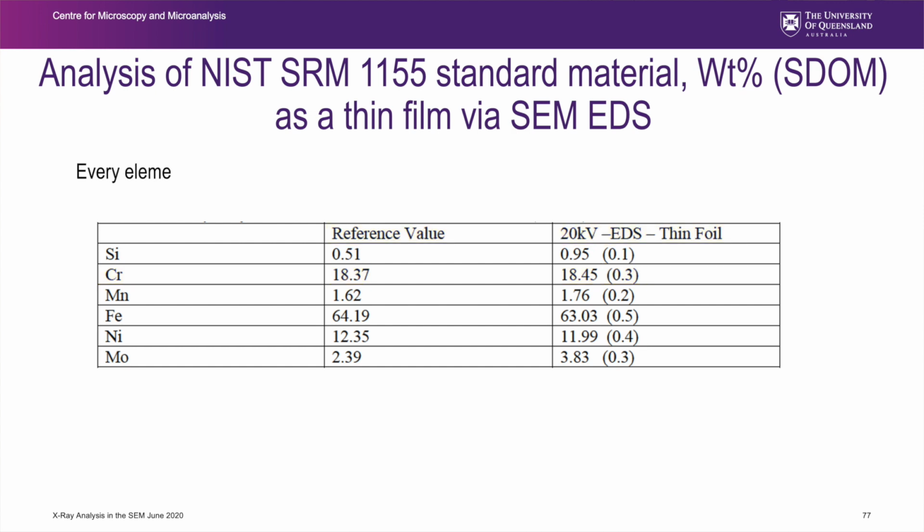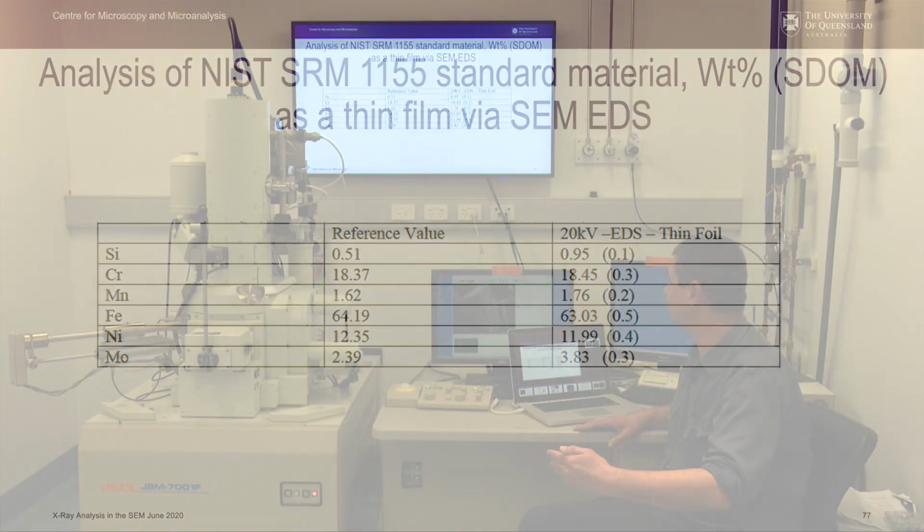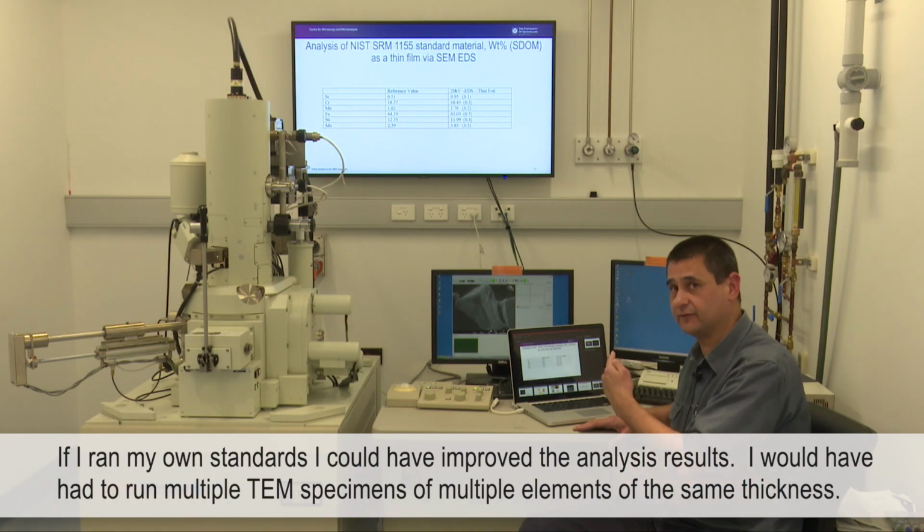You can see every element is unique. The chrome's pretty good. The iron is out by 1%, which is more than my reproducibility. And the moly is really out by a bit more than that. So again, I think that's a good result, but it's certainly not a perfect result. It just depends on how much effort you want to put into keeping on nursing the corrections. I didn't run standards. I used a standard calibration. If I ran my own standards, I could have improved that.